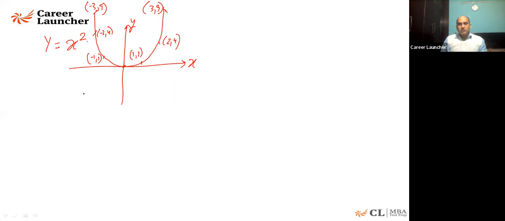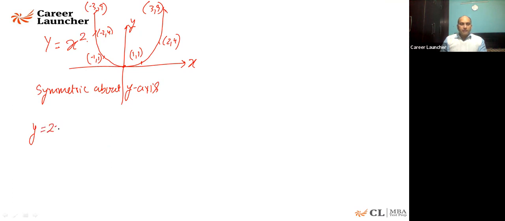So y is equal to x square is a parabola which is symmetric about the y-axis. मतलब y-axis के जितने left side में होगा उतना ही right side में होगा. This is known as symmetricity. Fine. So y is equal to x square is a figure which is symmetric about the y-axis. Is it fine? So the y-axis divides the figure into two equal parts.